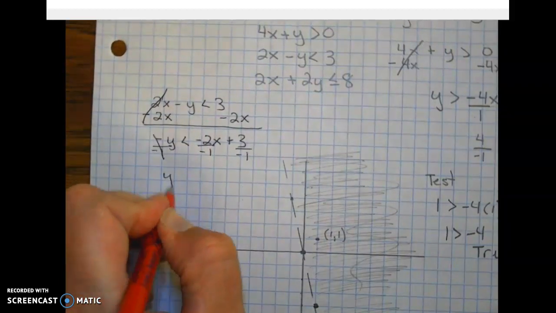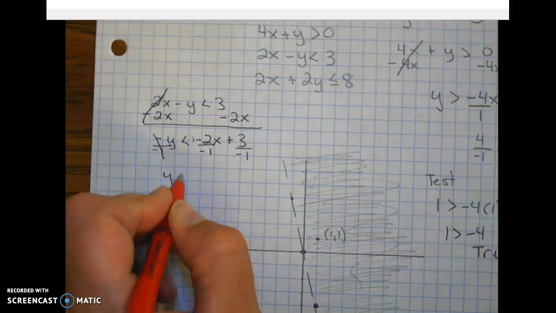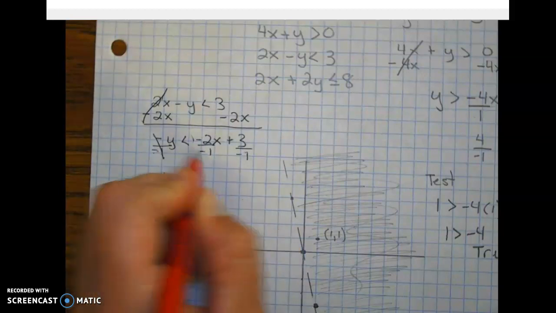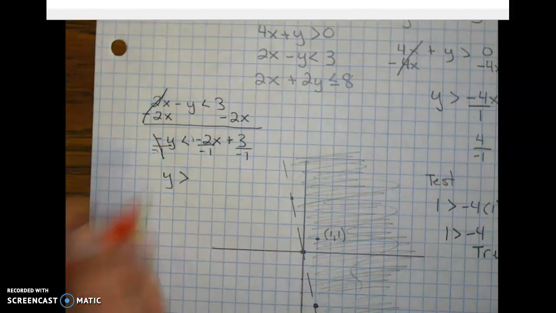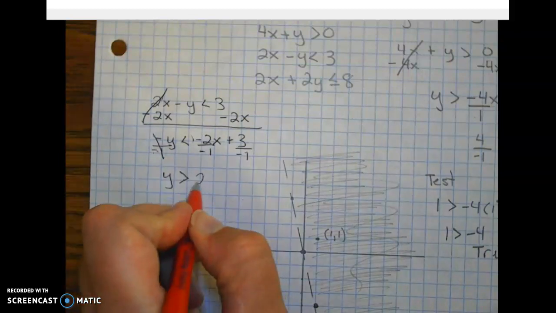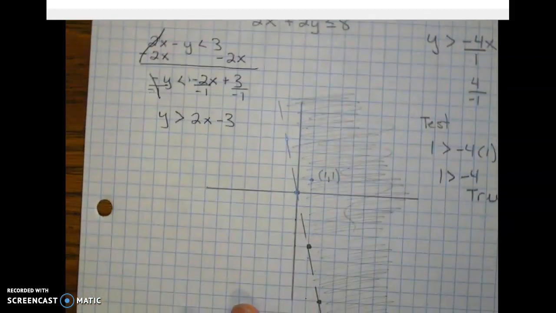So that's going to make a positive y. Don't forget to change your inequality. Whenever you divide or multiply by a negative number, the inequality flips. So it went from a less than to a greater than, 2x minus 3.